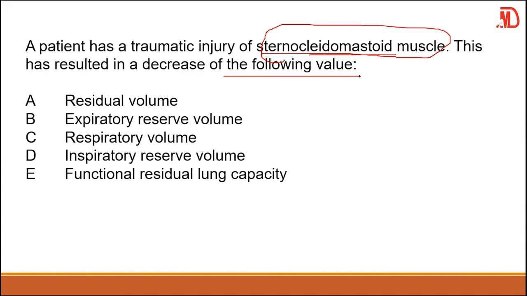Now, you know that when it comes to respiration, apart from the internal and external intercostal muscles and the diaphragm being involved, one thing you must know is that the sternocleidomastoid muscle is also involved in respiration. To be specific, it is involved in inspiration, that is, taking in air, inhaling air. So that's what the sternocleidomastoid muscle does.